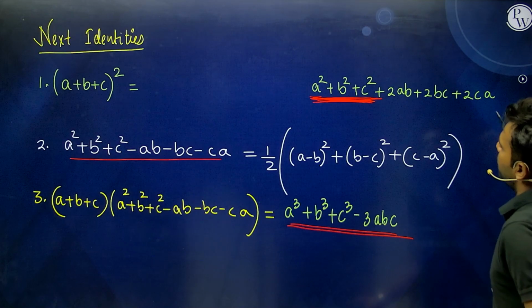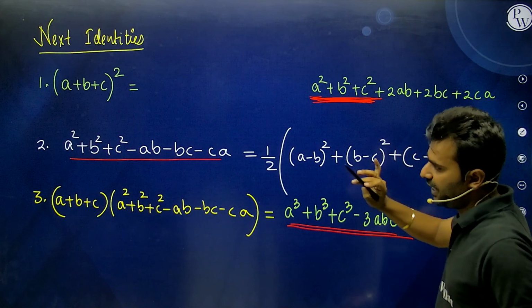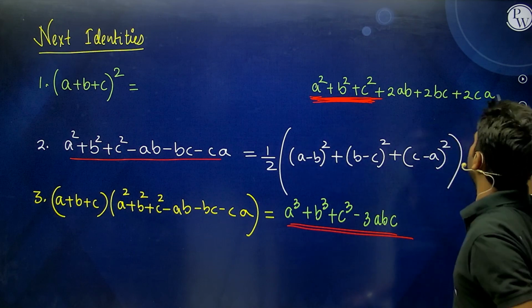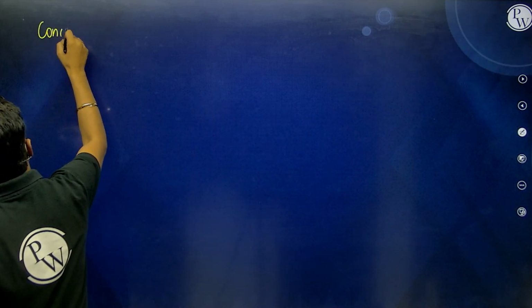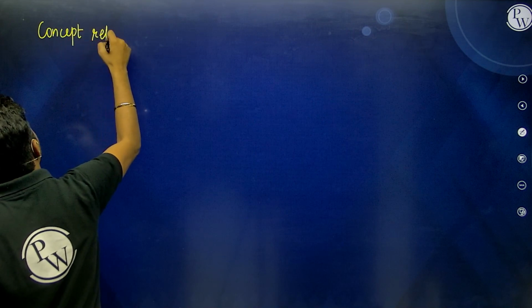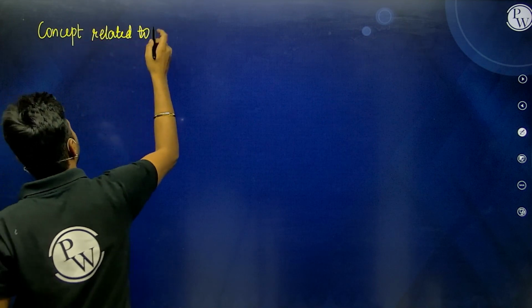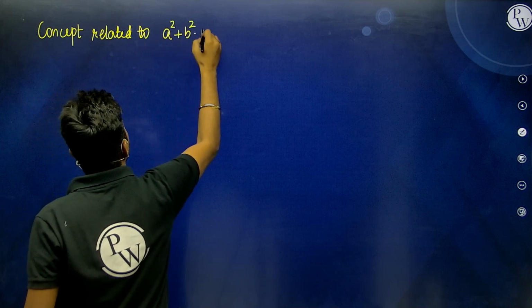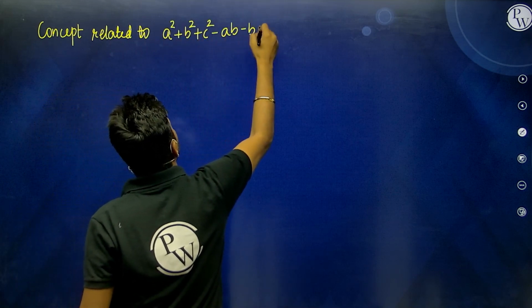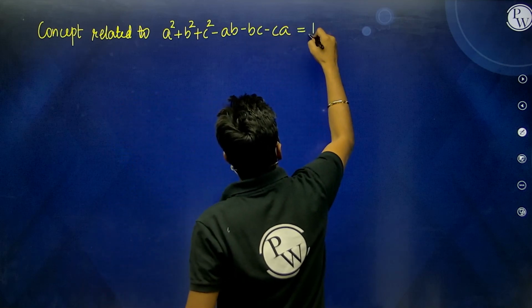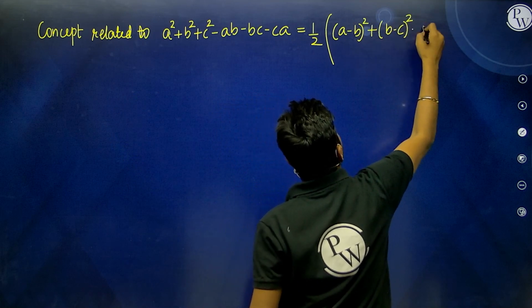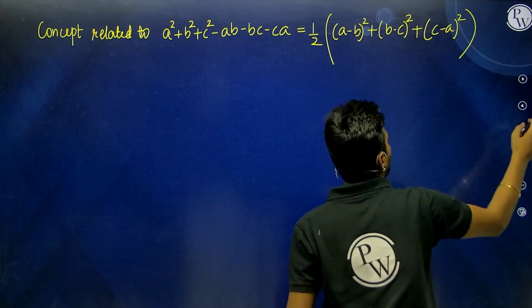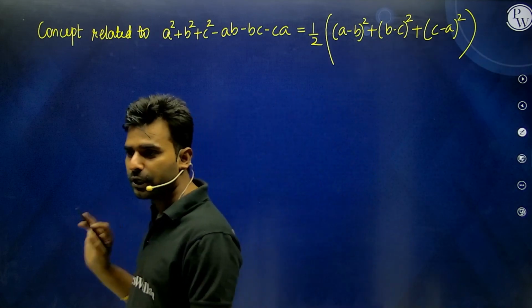Talking about the second one. The second one is a bit crucial: a square plus b square plus c square minus ab minus bc minus ca. Let's take a problem or concept related to this identity. This was equal to what? This is equal to half times (a minus b) whole square plus (b minus c) whole square plus (c minus a) whole square. Yes or no, kids?